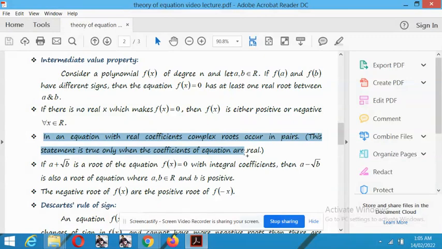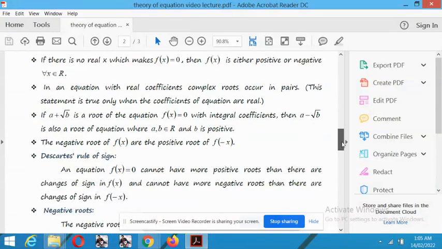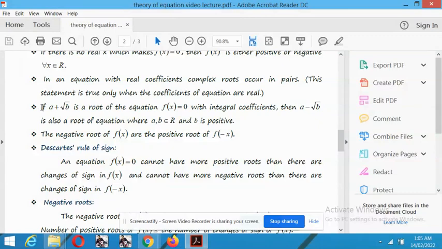Singly, complex roots do not occur. So this statement is true only if the coefficients of the equation are real. Remember this. Similarly, the condition is true for the third kind of root also. If a plus under root b is a root of the equation f of x equal to 0 with integral coefficients, then a minus root b is also a root of the equation, where a and b are real and b is positive.